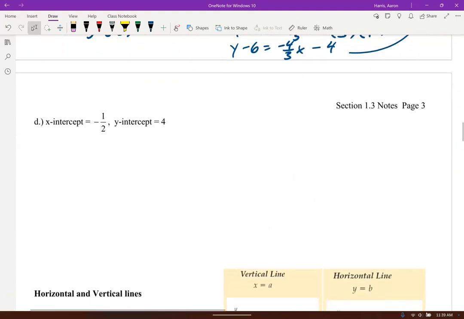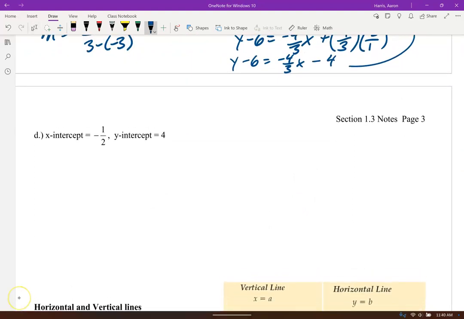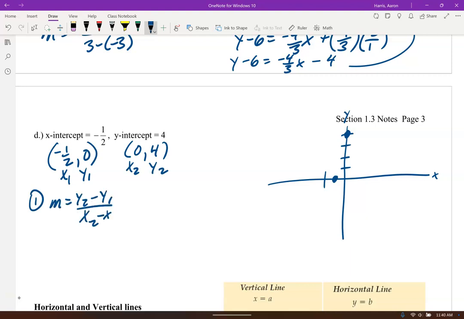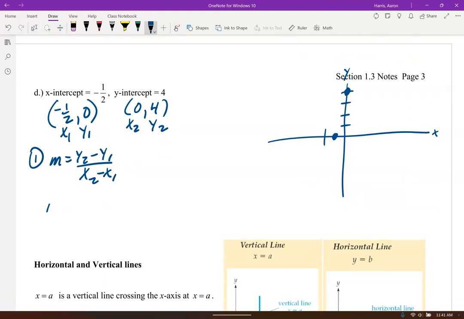All right, how about if they... So on this one we have an x-intercept. It crosses my x-axis at -1/2. So right here. So that's a point, right? That's the point -1/2, 0. My y-intercept is 4 right here. So they're just giving me the point 0, comma 4. Now I have 2 points. And so I can find the slope. And then write the equation of the line from having a slope and a point.